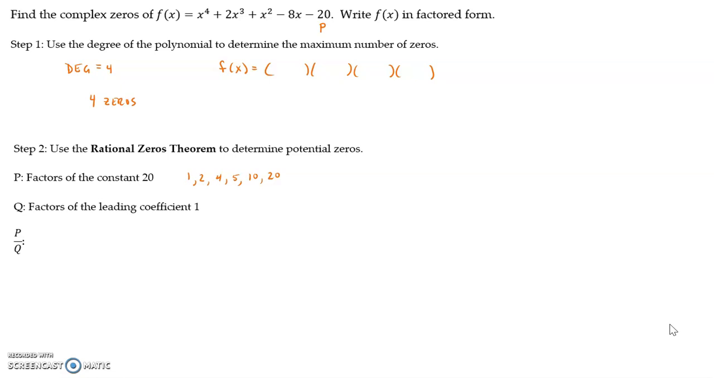Our leading coefficient in front of this x to the fourth term is really a 1, right? That's going to be our value for q. And the factors of 1 are just 1 times 1. And then we can go ahead and list our potential zeros.